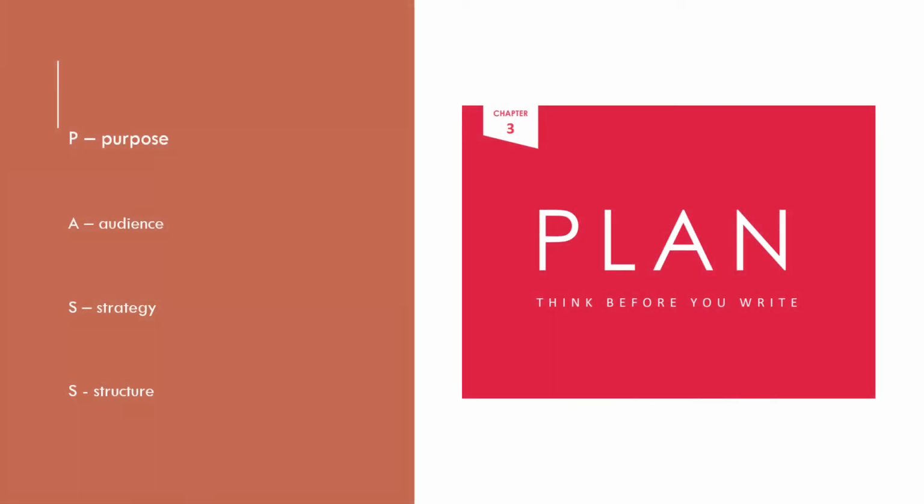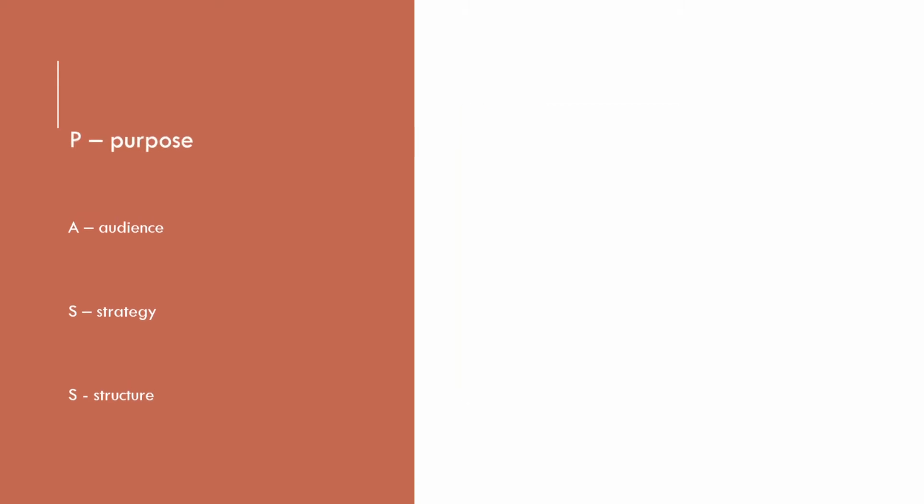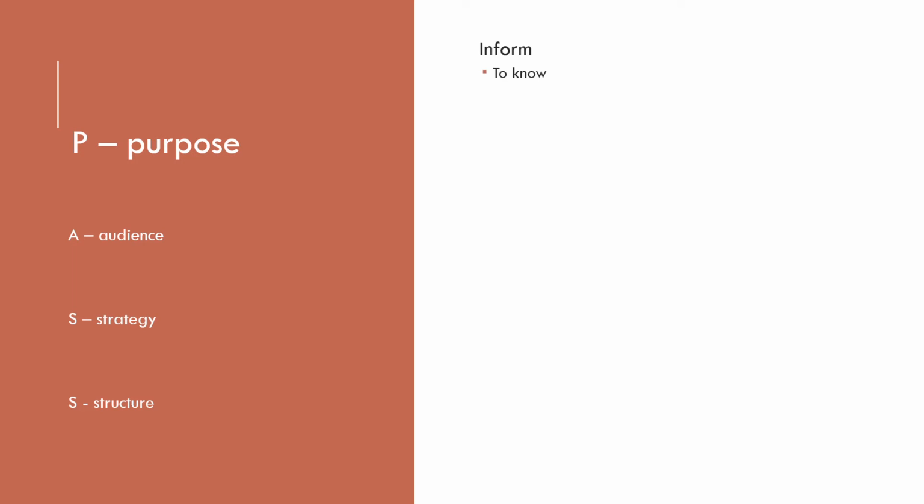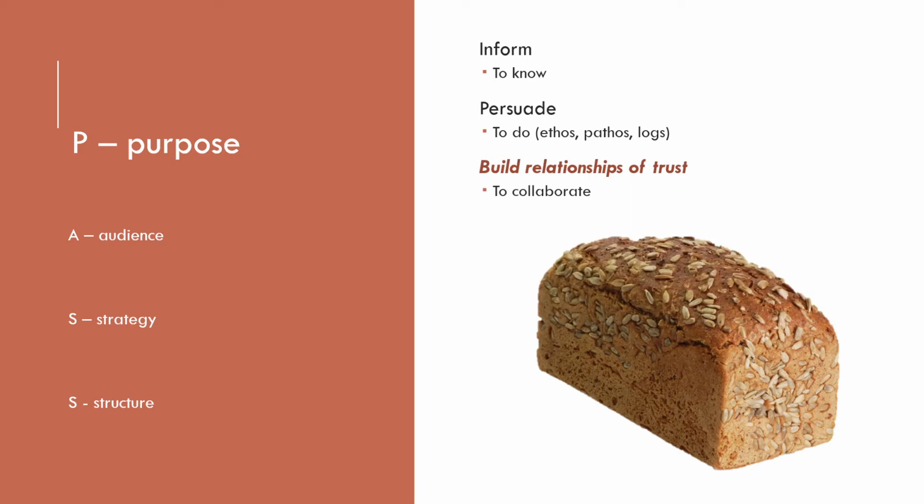All right, so hopefully you've read Chapter 3, Plan, Purpose, Audience, Strategy, Structure. I won't go into too much detail because you've read the chapter. Okay, so just again, the purpose is threefold, and these are not in the chapter, but I think they're important. Number one is to either inform somebody, persuade somebody, or to build a relationship of trust. Those are the three purposes of communicating.